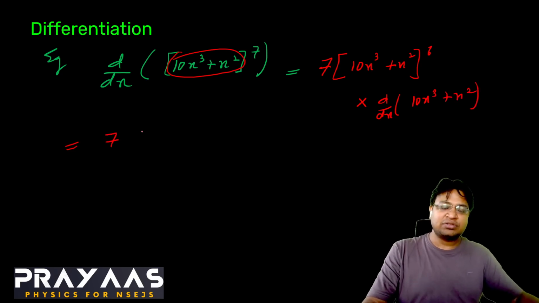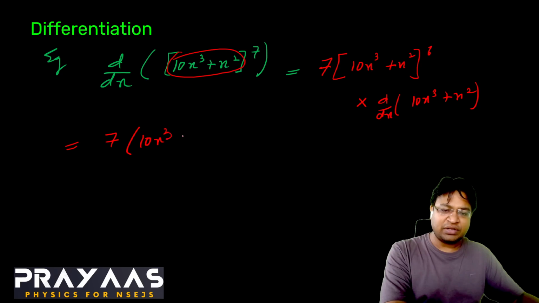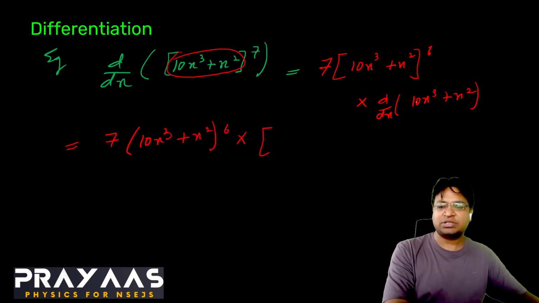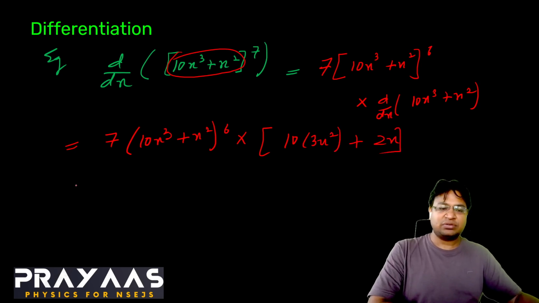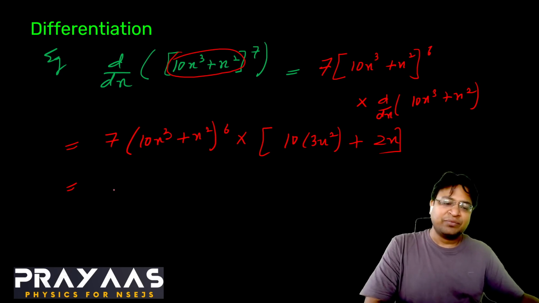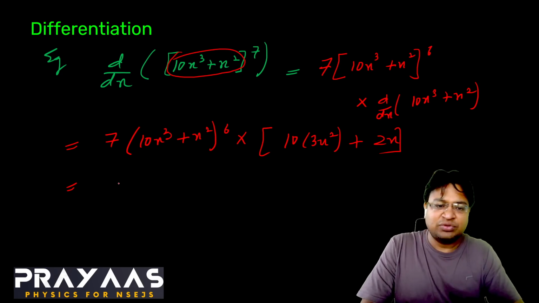Let's finish it now. So 7 times (10x cube plus x square) raised to power 6 into, now what is this? This will become 10 times the derivative of x cube, that is 3x square, plus the derivative of x square, which is 2x. Now you can simplify it however you like. So this is how we have to use these rules.